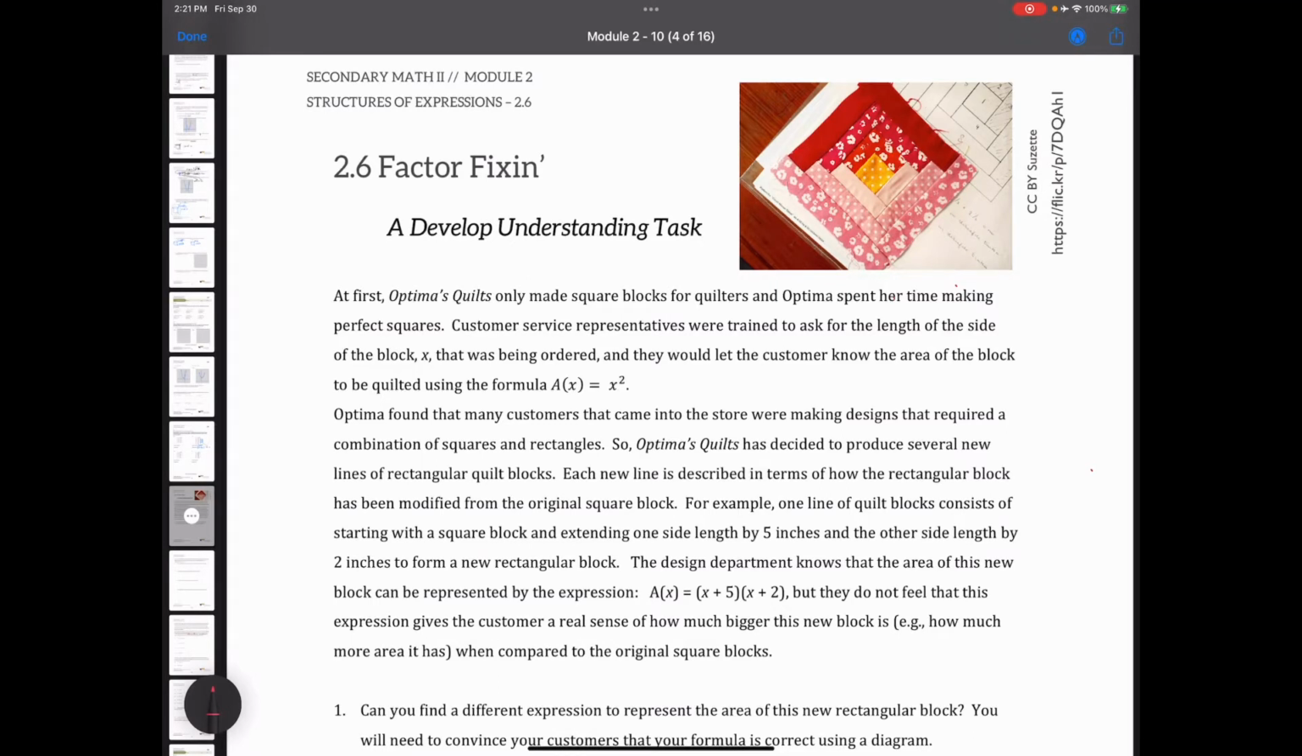Well, good morning. We have a 2.6 to work through today, so we'll get right into it. It says, at first, Optima's Quilts only made square blocks for quilters, and Optima spent her time making perfect squares.